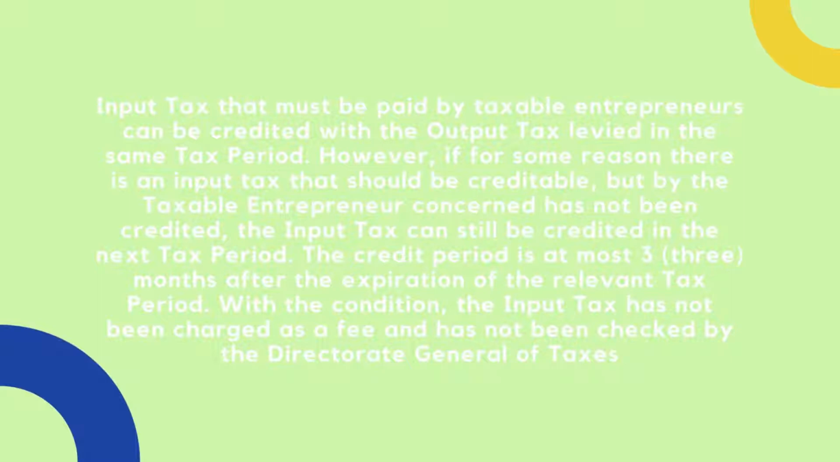Input tax that must be paid by taxable entrepreneurs can be credited with the output tax levied in the same tax period. However, if for some reason there is an input tax that should be creditable, but by the taxable entrepreneur concerned has not been credited, the input tax can still be credited in the next tax period. The credit period is at most 3 months after the expiration of the relevant tax period, with the condition the input tax has not been charged as a fee and has not been checked by the Directorate General of Taxes.